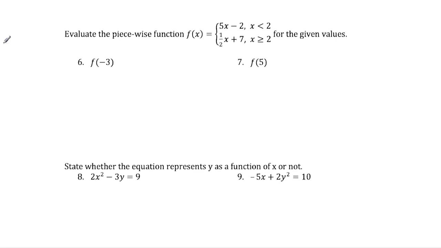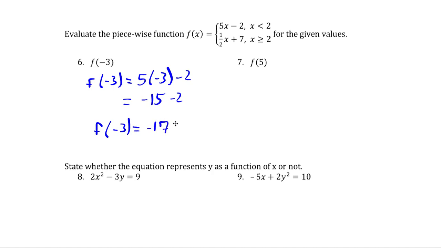Next up, we have a piecewise function. So we actually have to decide which line we're going to plug in. Whenever x is less than 2, we're going to use this first line. But whenever x is greater than or equal to 2, we use the second line. So here, f of -3, because -3 is less than 2, I use that first line. So 5 times -3 minus 2. So this is -15 minus 2. So I get that f of -3 is equal to -17. Simple enough.